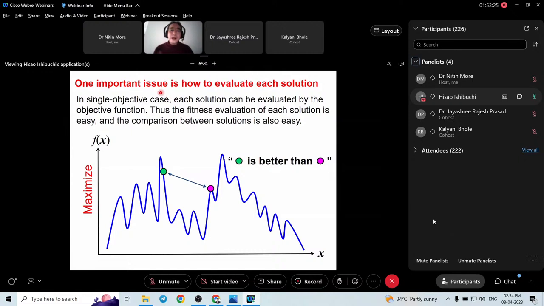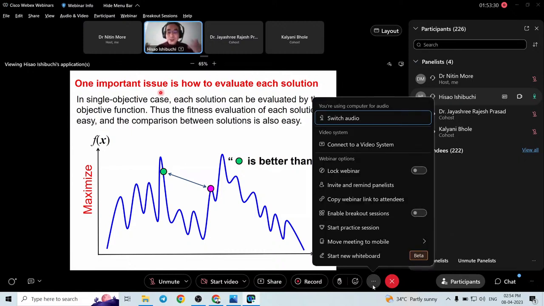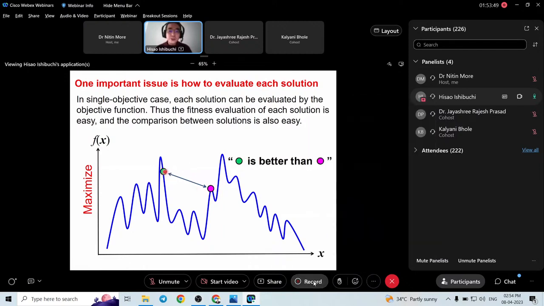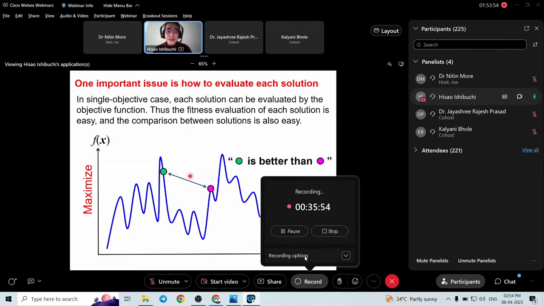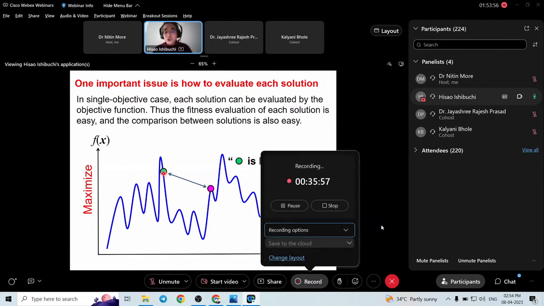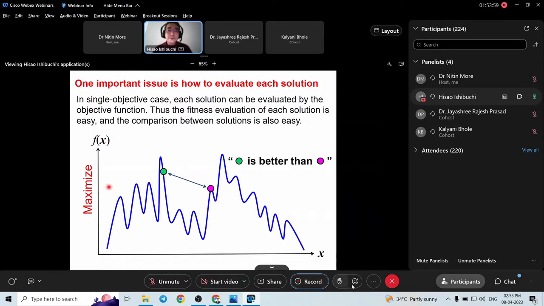As one important step to search for well-distributed solutions, the first step is how to evaluate each solution. In the case of single objective optimization, solution comparison is very easy. So we can say which is the better solution and which is the worse solution. In this figure, we have two solutions, a green solution and a pink solution. In this case, it is very easy to say that the green solution is better than the pink solution for a maximization problem.